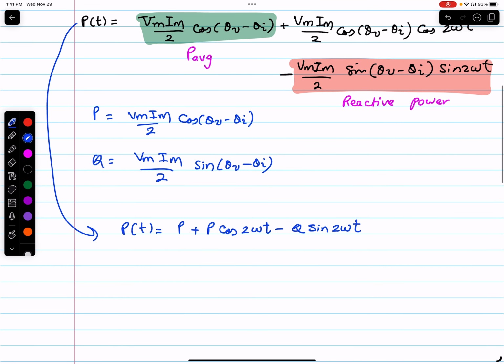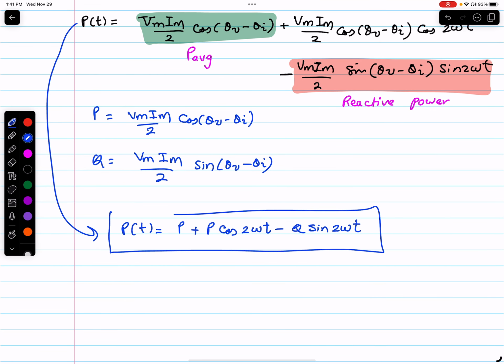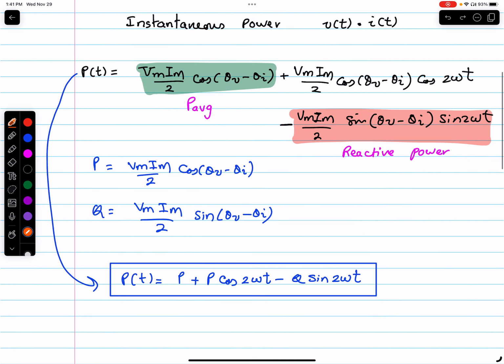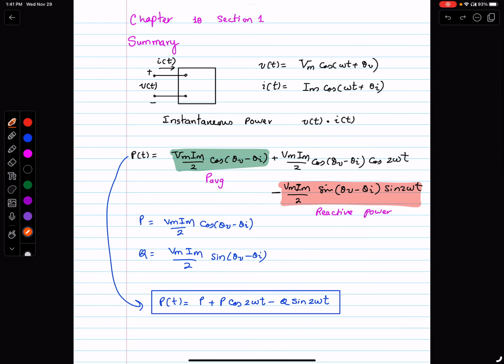Okay, so the example problems that we are going to look at are simply going to be the application of this. When you're interested in calculating the average power, the term P, or the term Q, that's what the example problems are going to be about. But here is the quick summary of instantaneous power, reactive power, and average power.